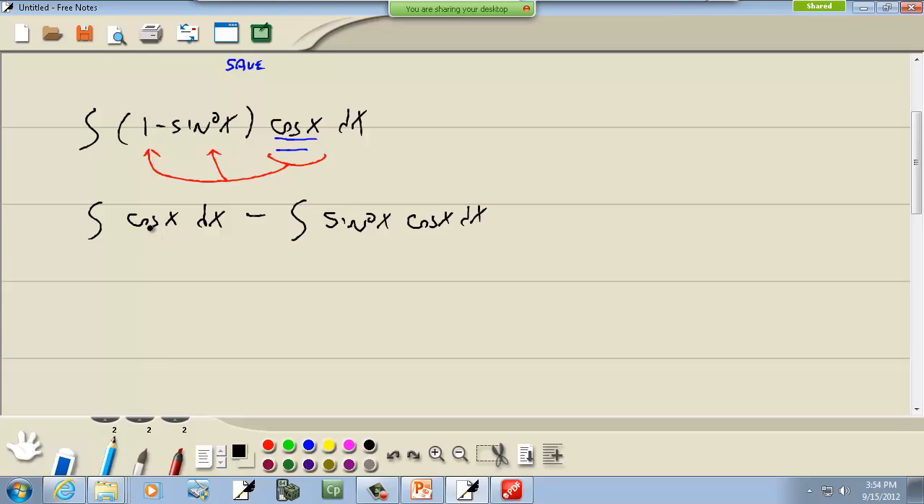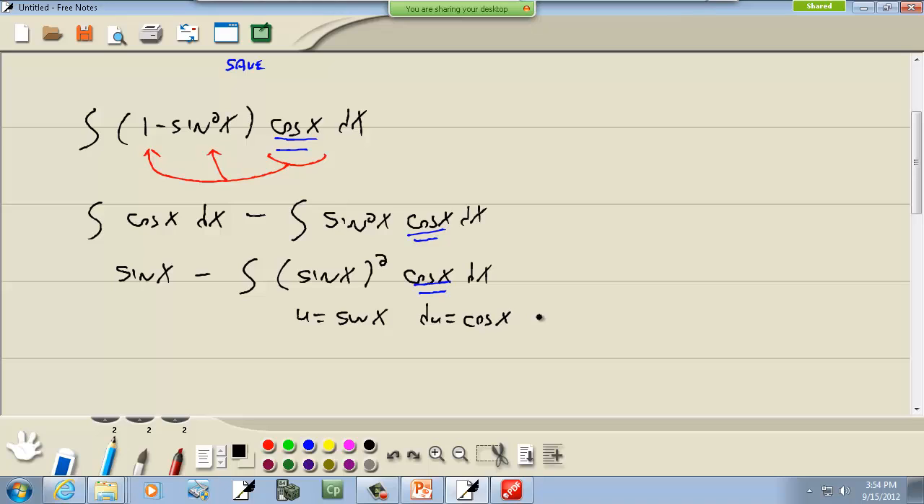Now the cosine x is straightforward. The integral of cosine gives us sine. Then on this one, I'm going to rewrite it a little bit. I'll rewrite it as sine to the second power cosine x dx. Again, that's our saved part. So now, if I let u equal what's inside the parentheses, so u is equal to sine x, du will equal cosine x dx. So this becomes sine x minus the integral of u squared du.